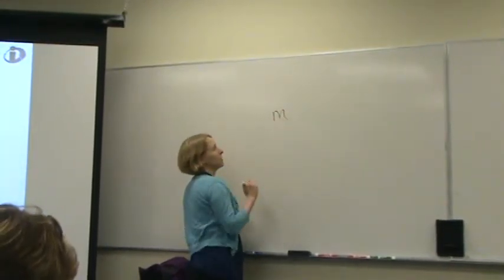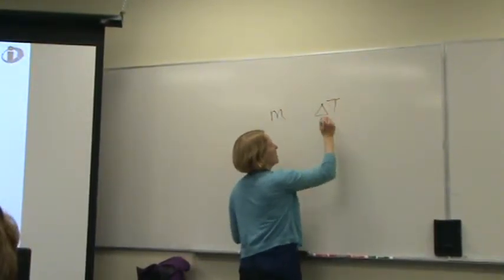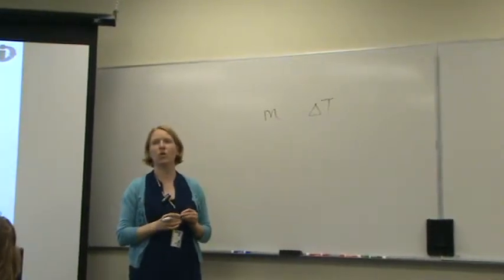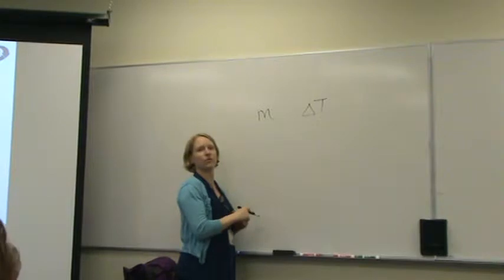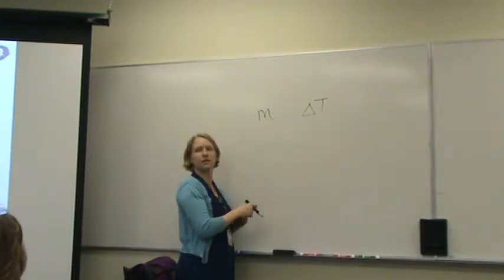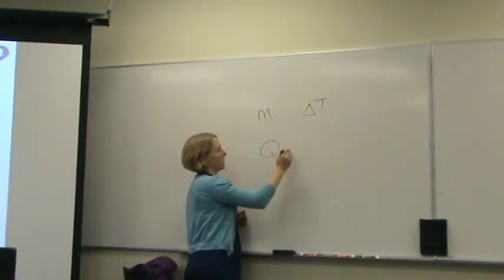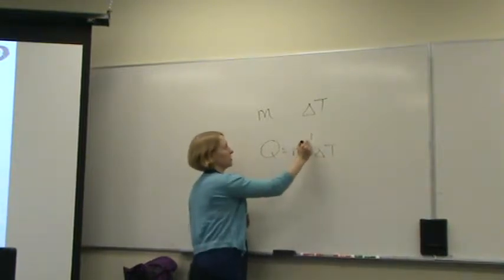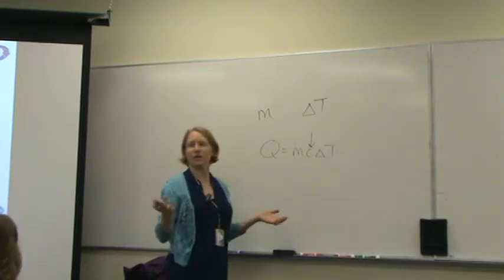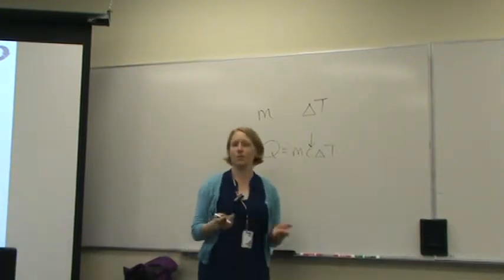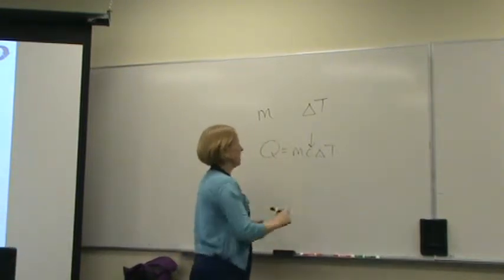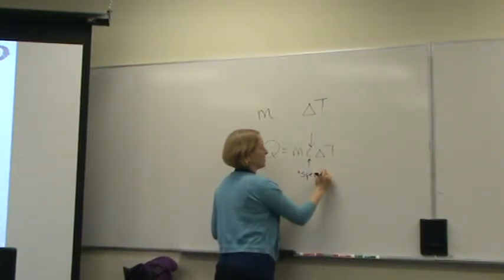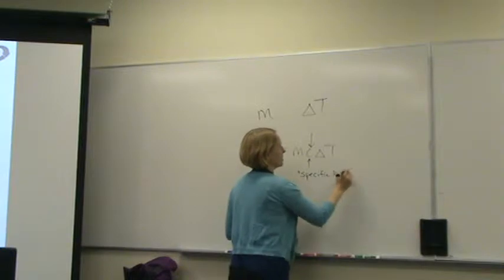Mass. Change in temperature. And since we're told that it stayed solid the whole time, what equation do we use to solve for heat in this case? Yeah, Q would be MC change in T. So the only thing we don't know is this C, and so we have to remember what is C called? Specific heat, yeah.